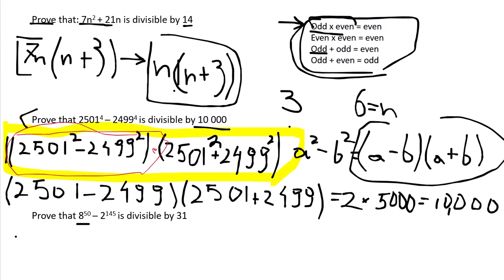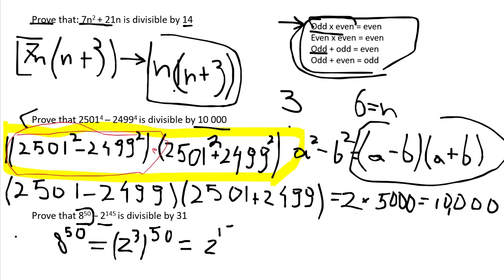So here you see we have 8 to the power of 50 minus 2 to the power 145. You can see the base is different. Here is 8, this one is 2. So we need to change this to 2 to the power of something. So 8 to the power of 50 equals 2 to the power of 3. 2 times 2 times 2 is 8. And then you write it in brackets. You write times 50. Thus, it becomes 2 to the power of 150.